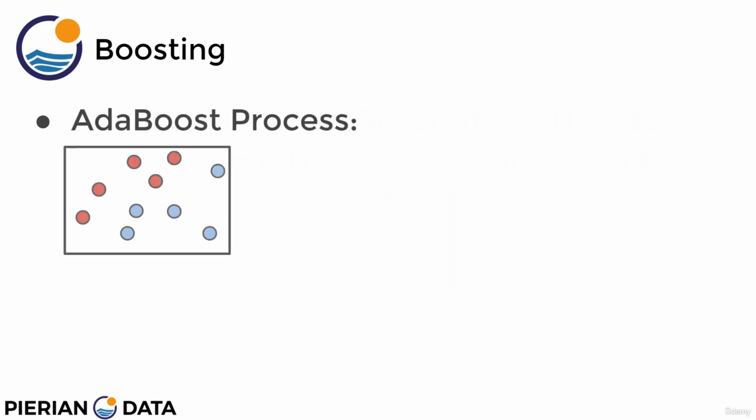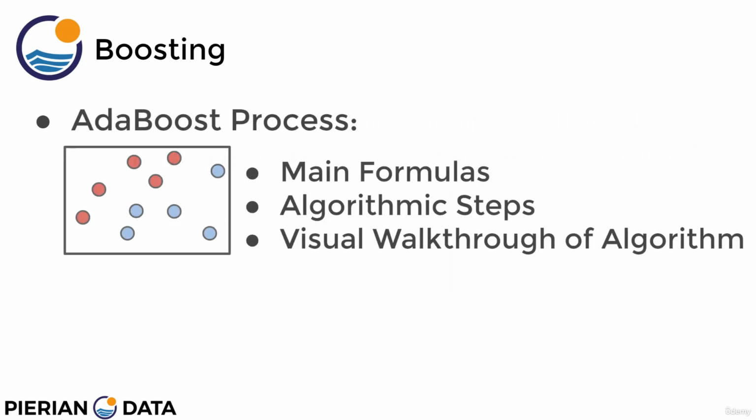So let's talk about the AdaBoost process. And really, I want to focus on three different ways of understanding AdaBoost here. We're first going to go through the main formulas, then we're going to walk through the algorithmic steps, and then we'll have a visual walkthrough of the algorithm. And really, don't worry too much if you get lost during the main formulas or algorithmic steps, because it's all going to come together for the visual walkthrough. We just want to make sure that the first time you see the algorithms and formulas is not during the visual walkthrough. So we're going to present those first.